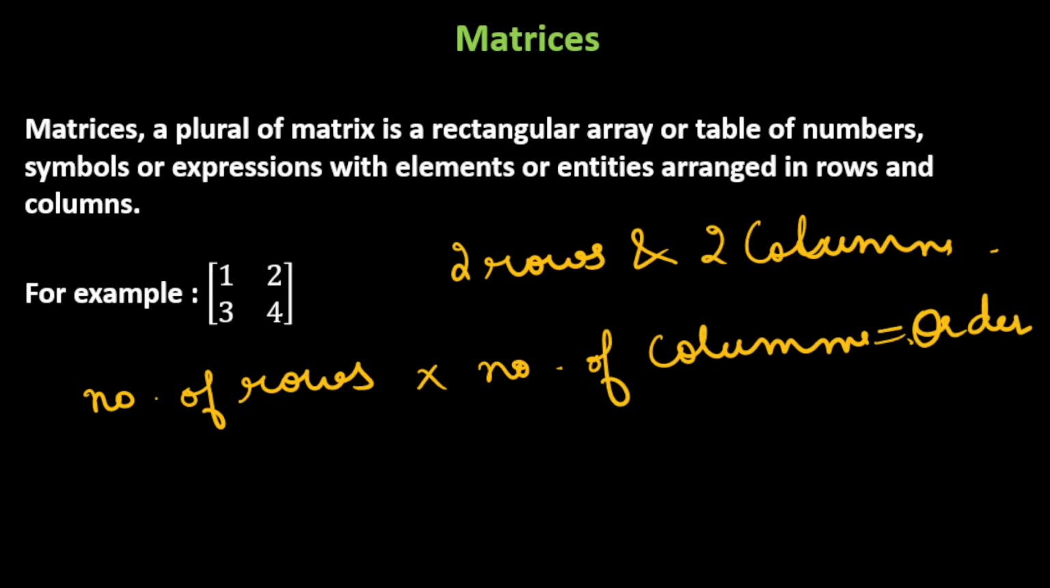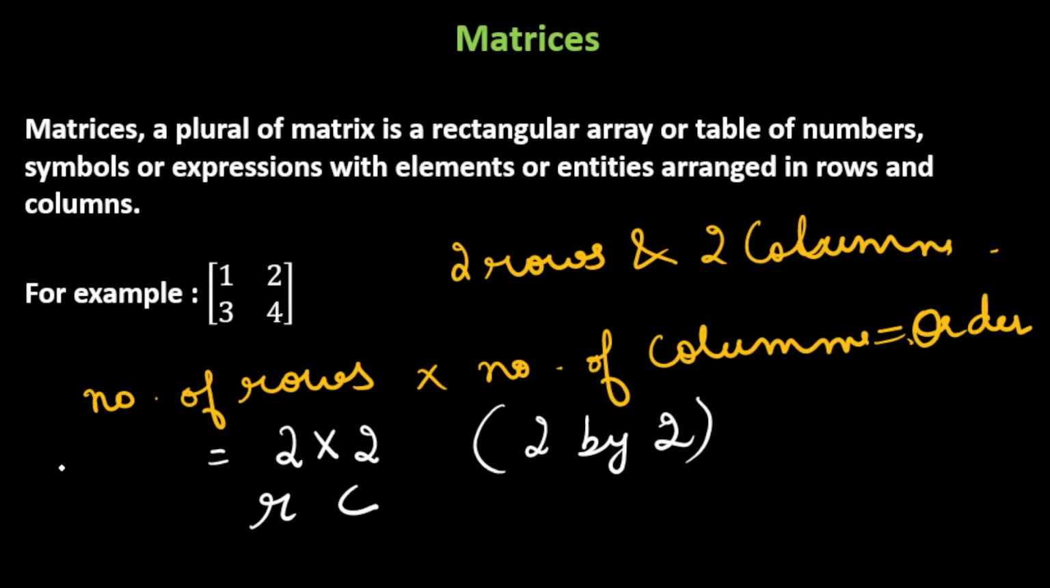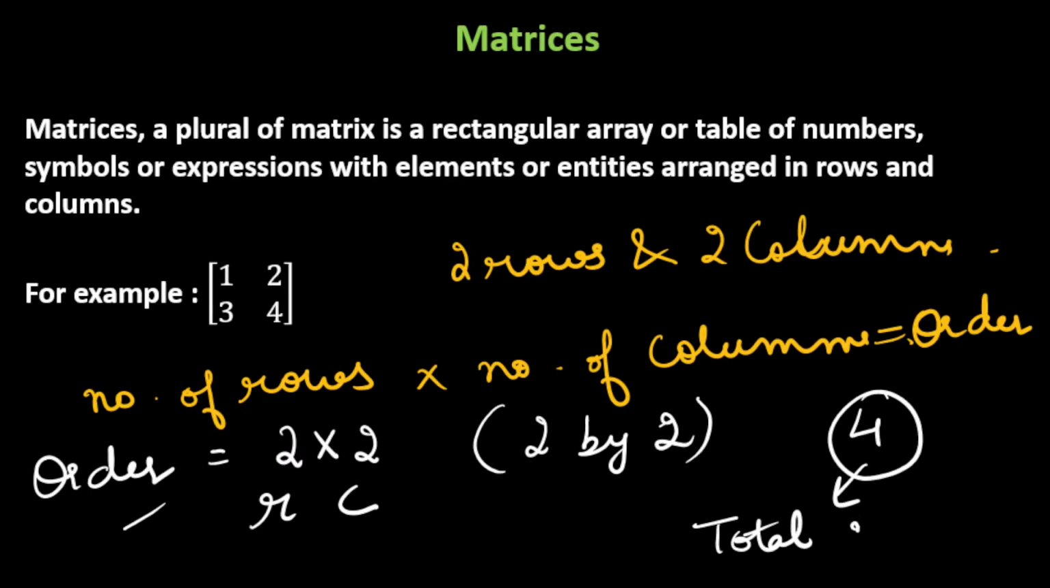Here, if I have to write the order of this matrix, the number of rows is equal to 2 and the number of columns is equal to 2. So here the order of the matrix is 2 by 2. We pronounce it as 2 by 2, where we write number of rows and number of columns. If you multiply the order, like 2 into 2, it's 4. Then you will get the total number of elements. You will get the total number of elements if you multiply rows into columns.